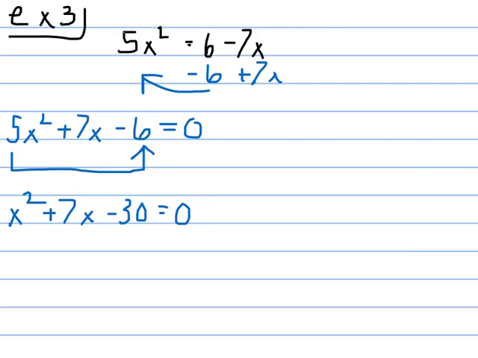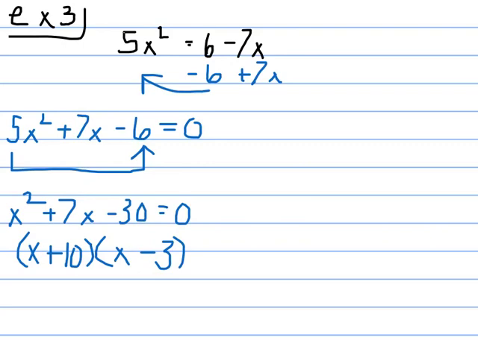Okay, let's think of the factors of 30 that get us to 7. They have to be opposite signs, remember, because we have a negative 30, and the bigger number is going to be positive. So the factors of 30 would be 3 and 10, because the difference of 3 and 10 is 7. 10 is the bigger number, so it's the one that gets to be positive.